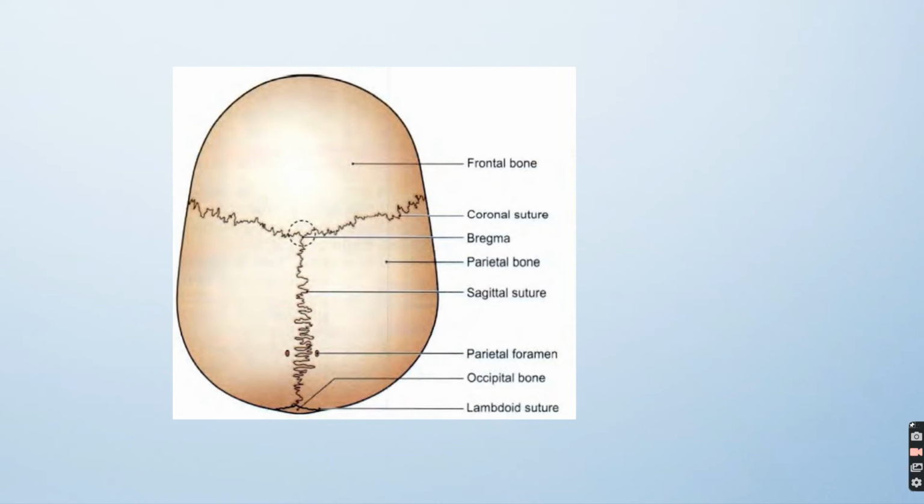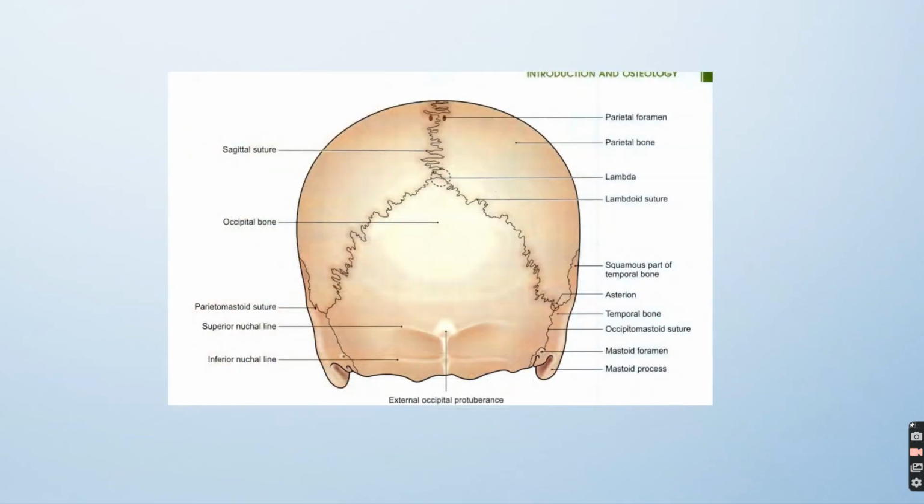As you can see, this is the coronal suture. The coronal suture connects the frontal bone to the parietal bone. The next suture that you see is the sagittal suture. The sagittal suture connects the two parietal bones. Then you have the bregma and the lambdoid suture. The lambdoid suture will be best seen here.